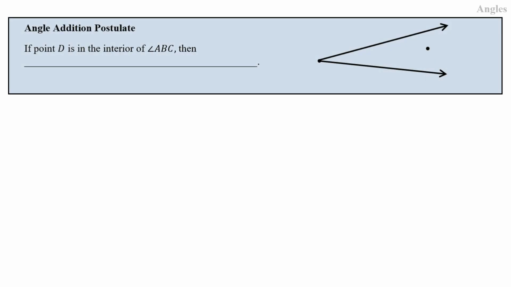The angle addition postulate, and remember, a postulate is just a rule that is kind of common sense that we all agree on because it just makes sense. But the angle addition postulate says if point D is in the interior, or the inside, of angle ABC, then something's going to be true. So before I give you the formula, let's look at this shape here.